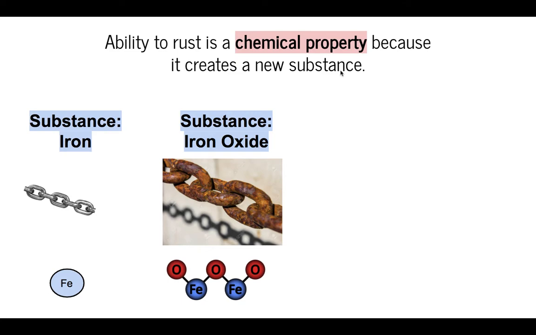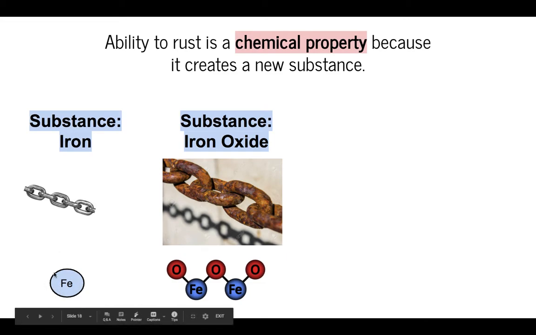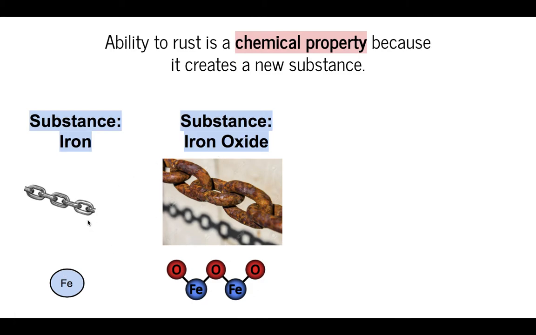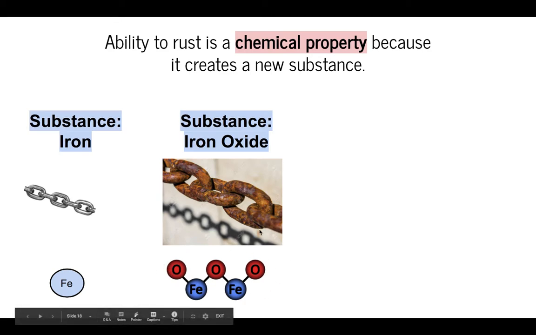Ability to rust is a good example of a chemical property because it does create a new substance. We can see here that iron is made of only iron particles, but iron oxide, or iron that has rusted, is made of a different kind of particles.